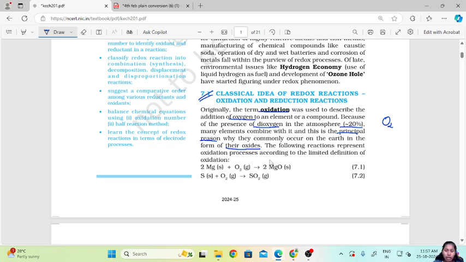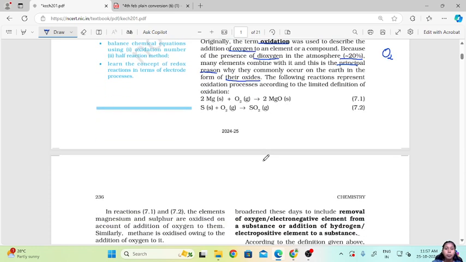Now the following reaction represents an oxidation process according to the limited definition of oxidation. This is the basic reaction where we use magnesium. In 10th standard you might have done an experiment of burning of magnesium ribbon, right? When you burn a magnesium ribbon, it combines with oxygen to form magnesium oxide.